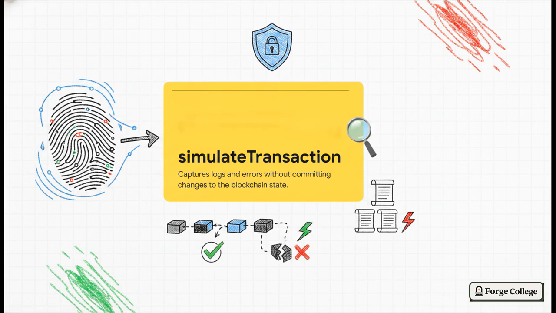This is an incredible tool because it lets us capture program logs and super detailed error codes without actually committing any changes to the blockchain state. It lets us peek under the hood to see exactly what went wrong right before the damage became permanent.